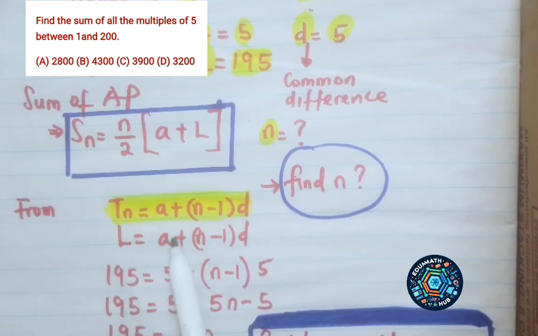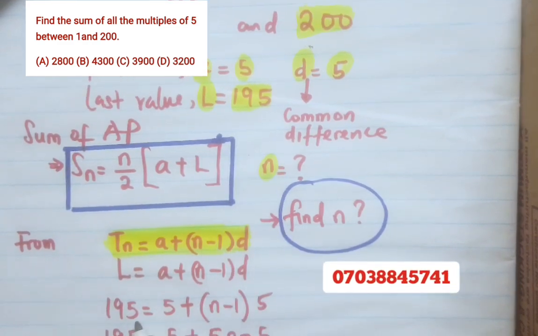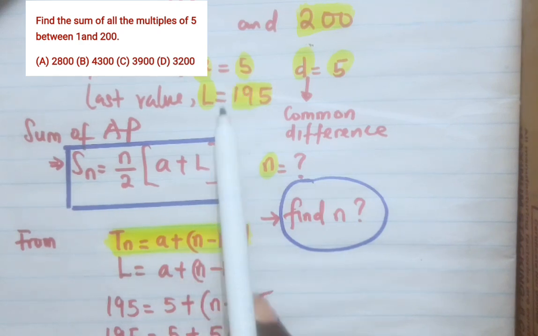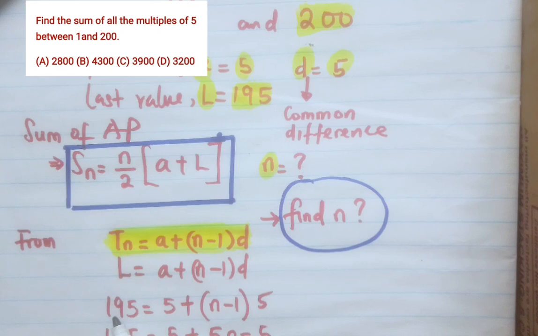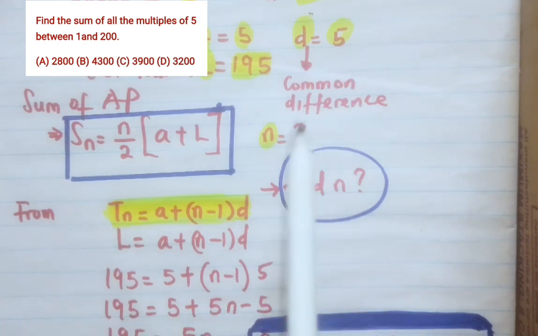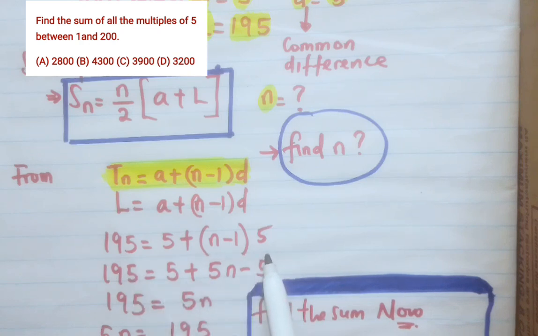So our L is 195, as you can see here. So 195 is equal to A. We already know that our A is 5, so just bring it down here. You have 195, which is the last term, equals 5 plus n minus 1, then our common difference D, which is 5 already. So let's expand this bracket. If you expand it, you're going to have 195 equals 5 plus 5 times n, that will give you 5n, minus 1 times 5, that will give you minus 5.